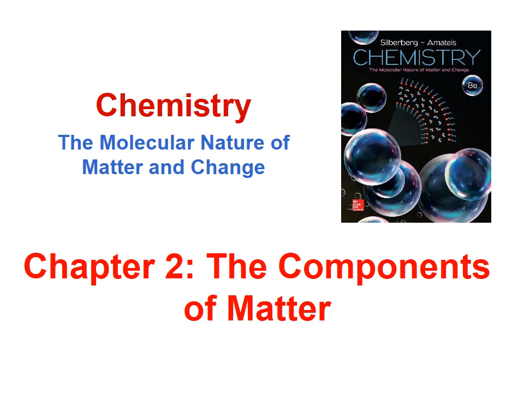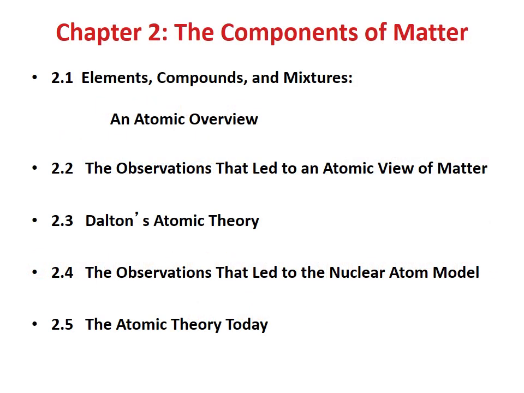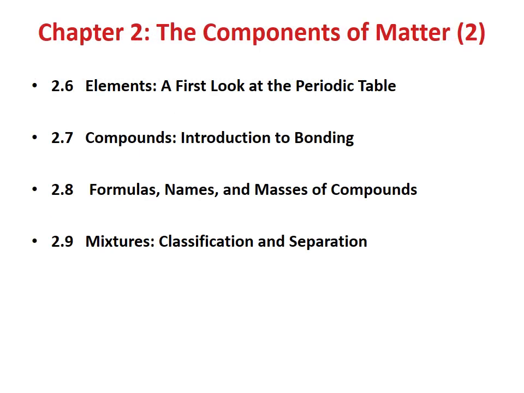General Chemistry 1, Chapter 2, The Components of Matter. In this chapter, we'll discuss some concepts in chemistry, including elements, compounds, and mixtures, Dalton's atomic theory, the atomic theory today, the periodic table, bonding, formulas, names, and masses of compounds, mixtures.